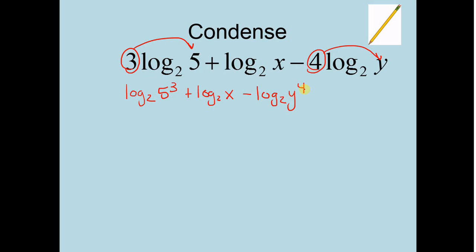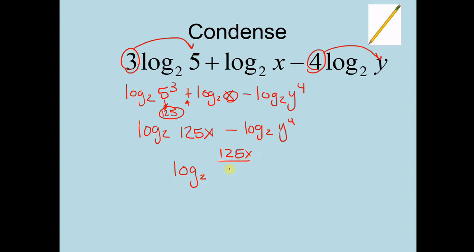Alright, so then let's take care of the multiplication. So this addition part right here. So I have log base 2 of 125, right? 5 to the third, 125. 125x, so I put these two together, made them into 1 because it's addition, right? Minus log base 2 of y to the fourth. Subtraction is a division in disguise, so 125x over y to the fourth. This is equal to that mess up there.